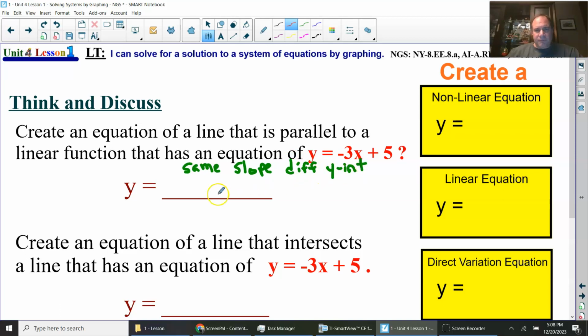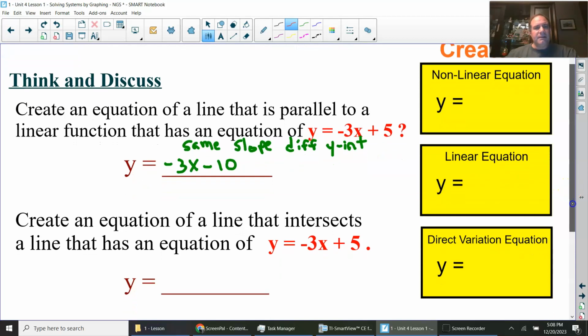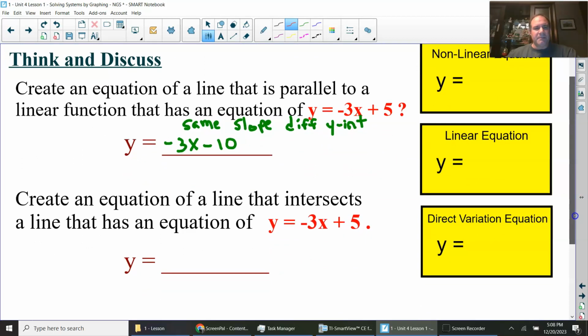Same slope, different y-intercept. So we're going to have the same slope, -3x, different y-intercept. You could put anything, like y equals -3x minus 10. Remember, as long as it has a different y-intercept, it's not exactly the same line, but it has to have the same slope to be parallel.